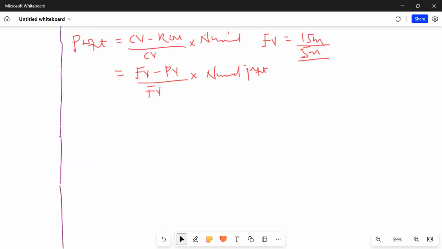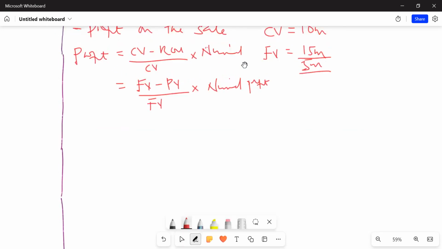It can happen that the asset is sold below its fair value. The asset is sold below, or the asset is sold at a value that is higher than the fair value. So the fair value of the asset is 15 million. So let's determine the fair value of the asset is 15 million.